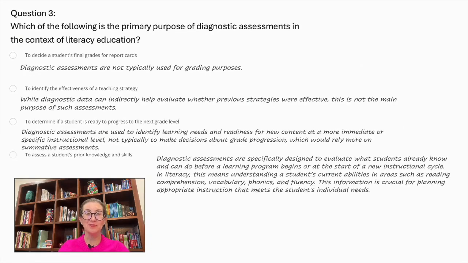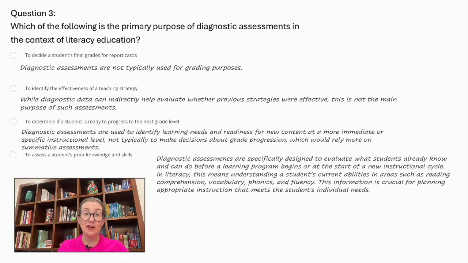Question number 3. Which of the following is the primary purpose of diagnostic assessments in the context of literacy education? To decide a student's final grade for report cards, to identify the effectiveness of a teaching strategy, to determine if a student is ready to progress to the next grade level, or to assess a student's prior knowledge and skills.